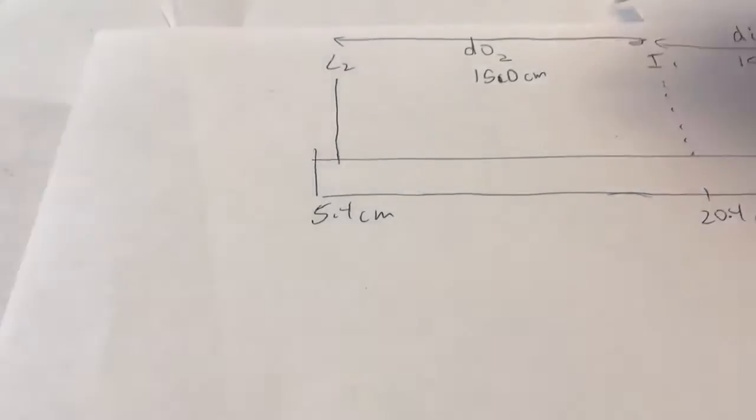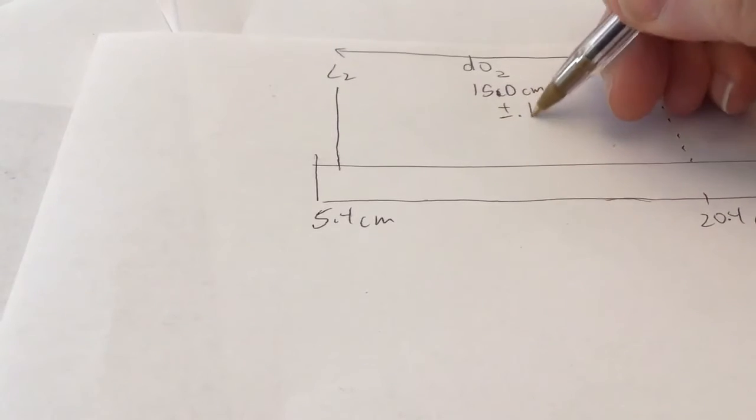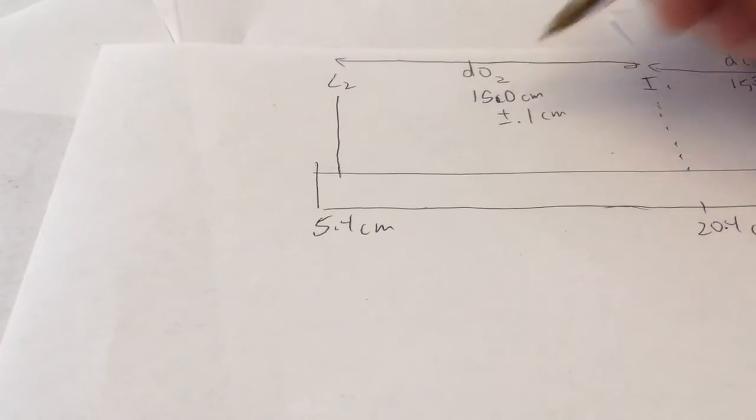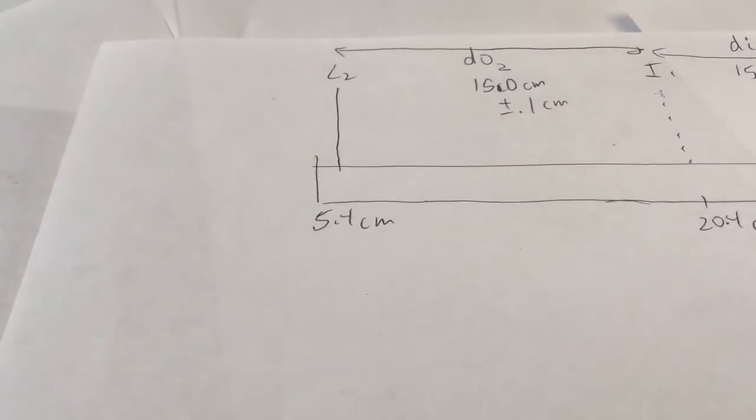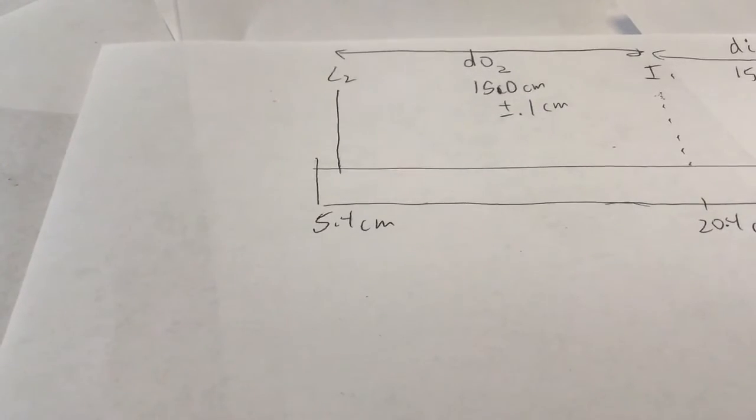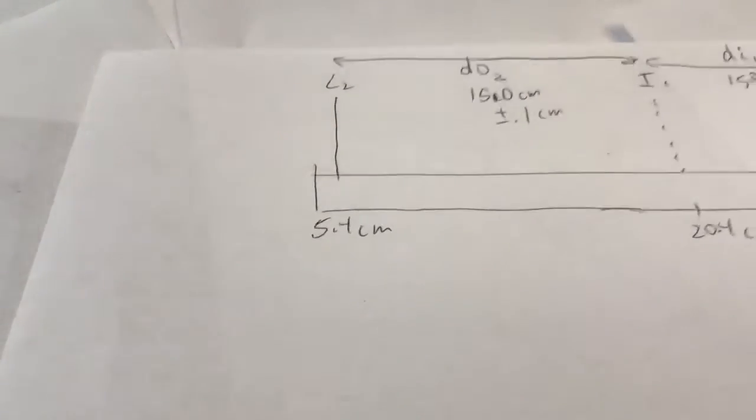And again, the precision, what's the precision of that? Plus or minus 0.1 centimeters. So it's 15.0 plus or minus 0.1 centimeters. And just make sure you put the precisions on your data table. So now let's actually just do a couple quick calculations of the magnification.